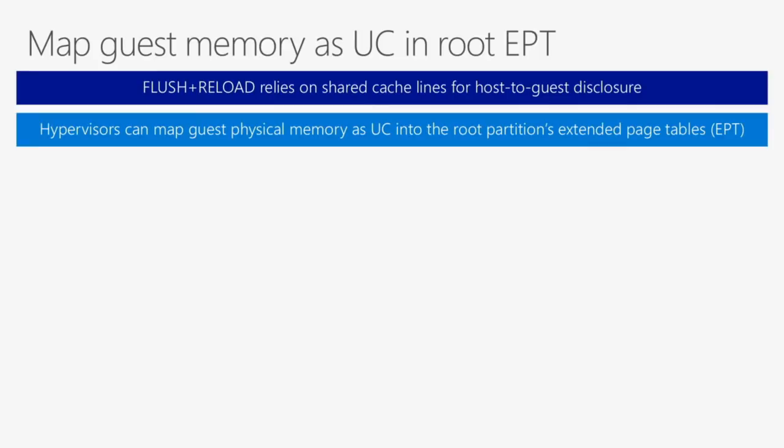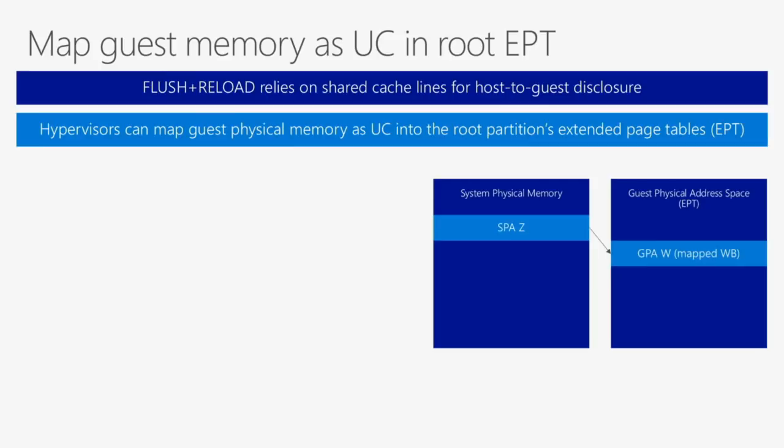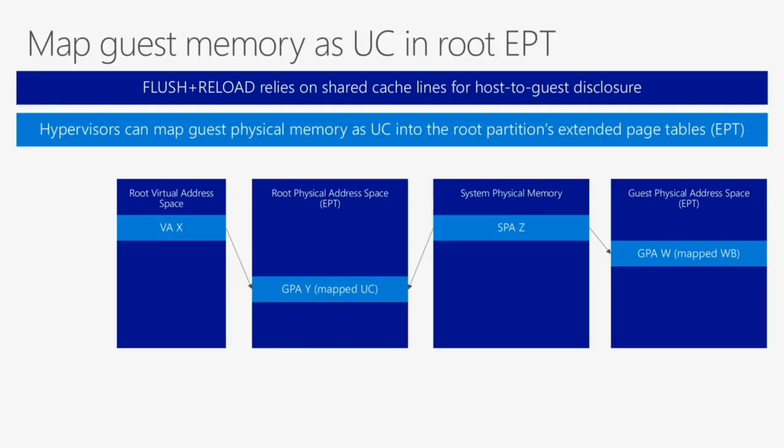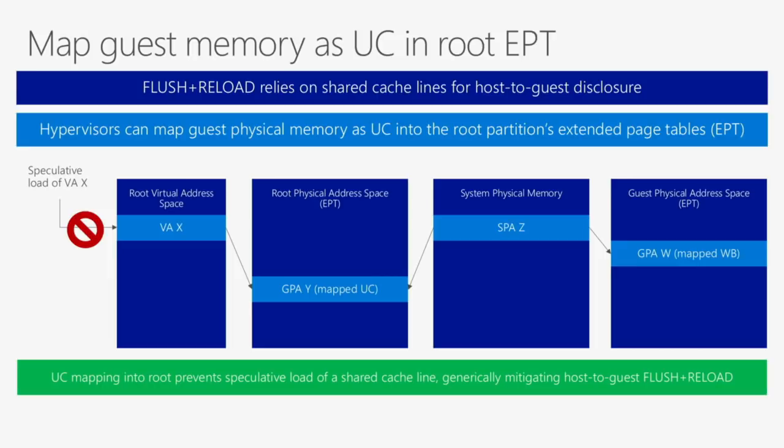First thing we can do is map guest physical memory as uncacheable in the hypervisor. So here we have some system physical memory. In the guest, it's still marked as write-back cache, so there'll be no performance impact for the guest itself. But in the hypervisor, we map it as uncacheable. This means that if speculative execution in the hypervisor attempts to perform a load, since it's marked as uncacheable memory, it will never bring that into the cache. And this acts as a generic mitigation for host to guest flush and reload, which requires shared cache lines.